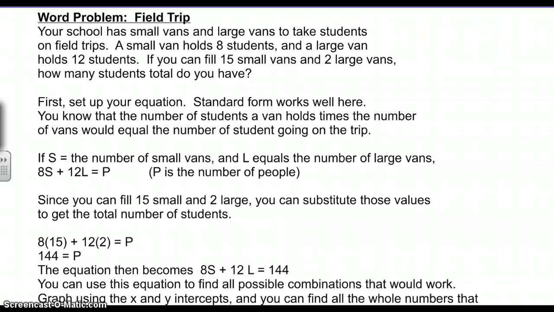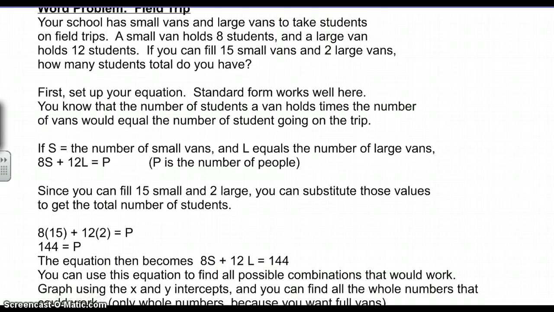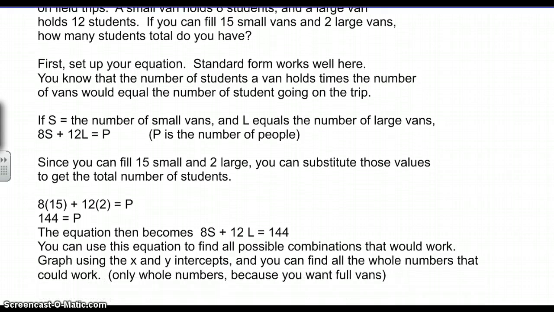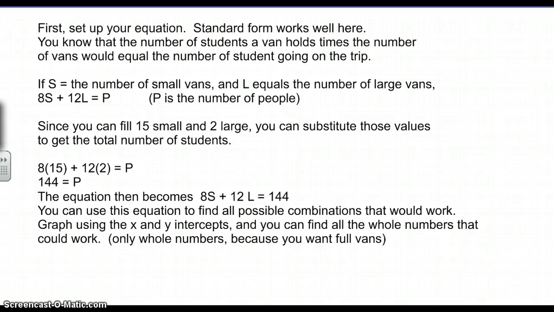So if you set s equal to the number of small vans and l equal to the number of large vans, then 8s plus 12l would equal p, where p is the total number of people. Now, since you can fill 15 small and 2 large, you can substitute those values and get the total number of students. So you would multiply 8 times 15 and add that to 12 times 2 to get the total number of people, which is 144. And actually, you could have done that in your head.